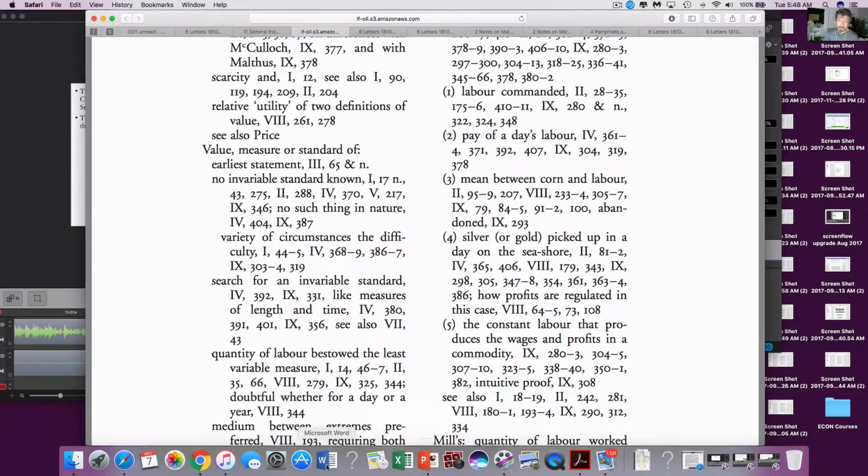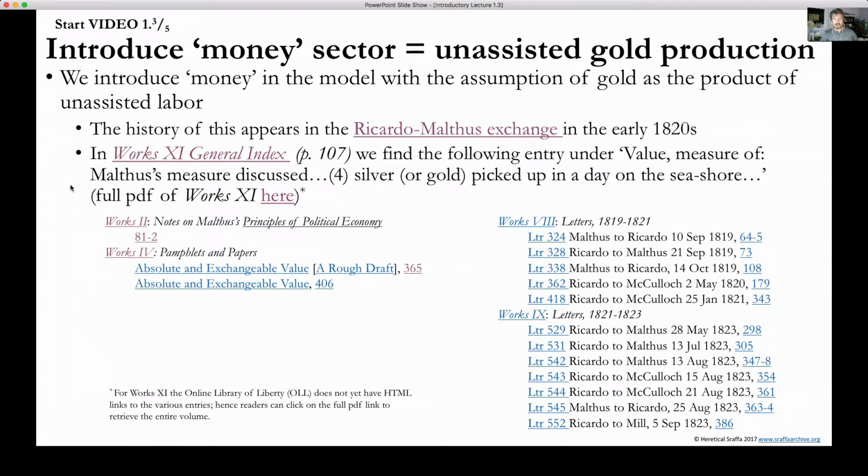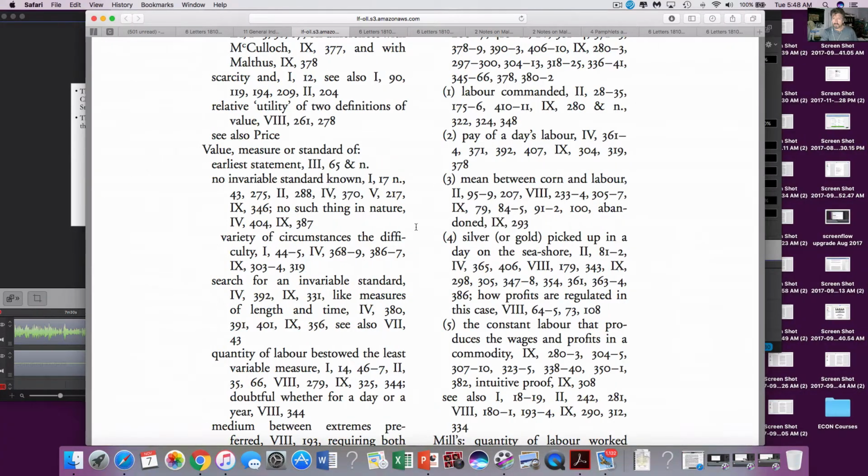So that's the relation that we're looking at, the ideas we're looking at with respect to the measure of value. What we're looking at here in our presentation is going to be the idea that gold is going to be the product of unassisted labor. Okay, and so coming back to the manuscript here, we see that all of those entries on the 4th notion of invariable measure of value that is advanced by Malthus, those are the ones that are going to be cited here.